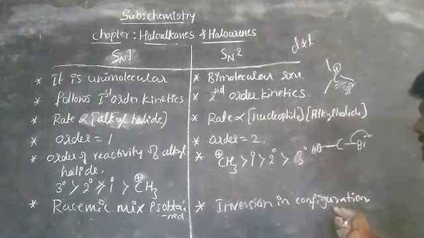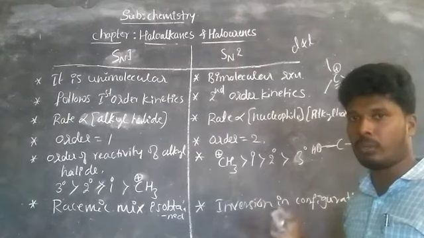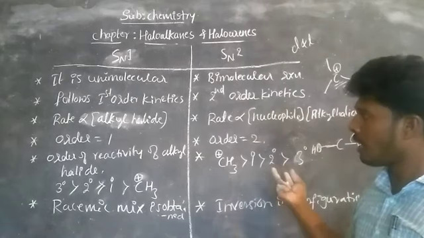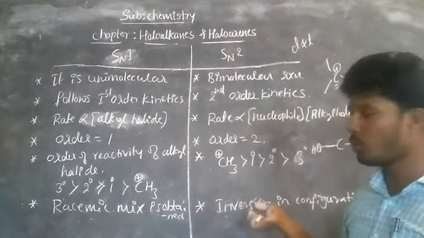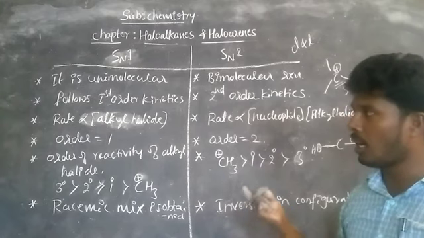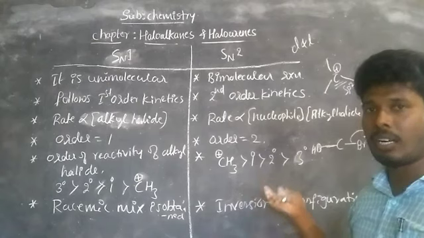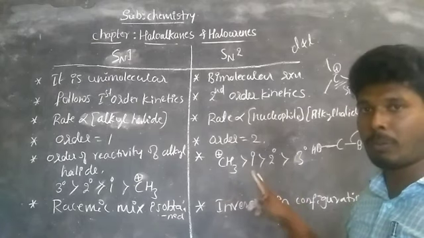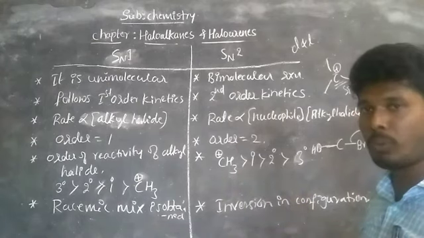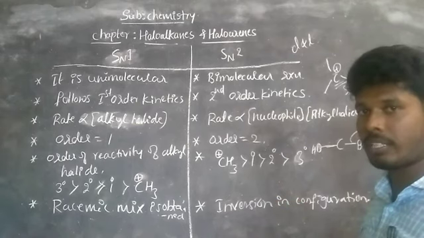These are some differences between SN1 and SN2. There are so many differences; we have given only a few. So you can write any 4 or 3 among these. If they ask for 2 marks, you should write at least any 2 out of these 6. These are some differences.